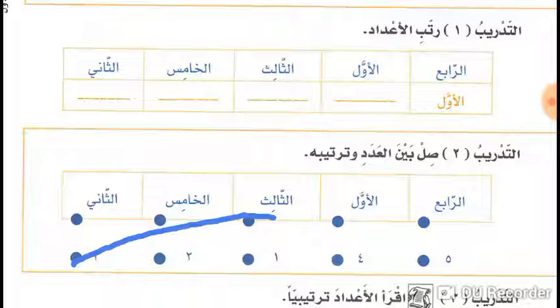Correct. Then the second exercise: join the number with its proper position. So start joining. Third will be joined with number third. Similarly, join all others. Fourth with fourth, first with first, third with third, fifth with fifth.